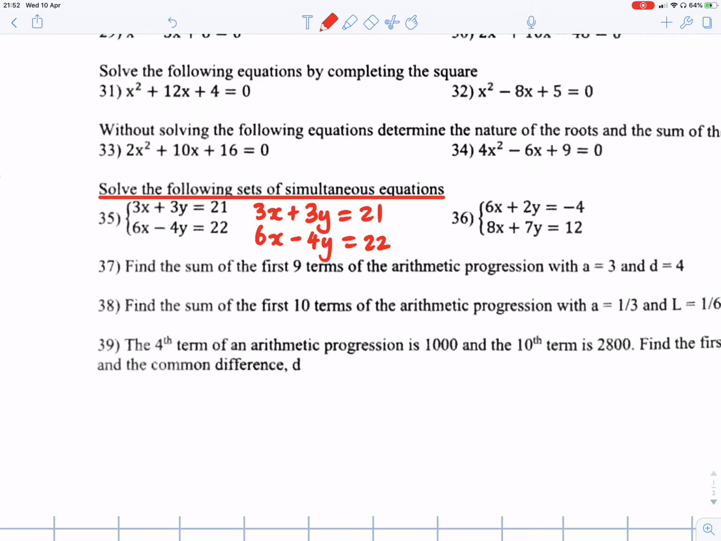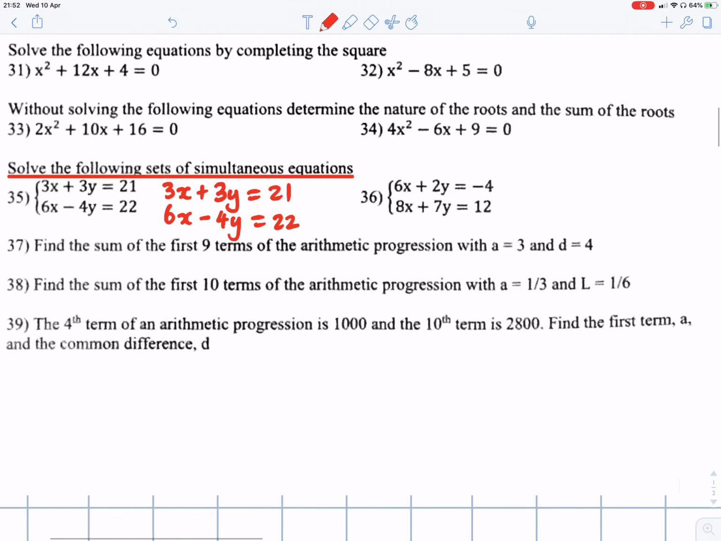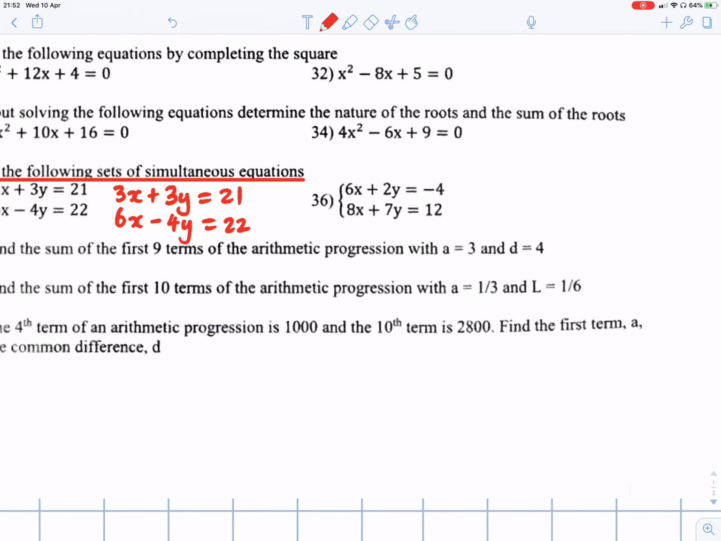So the first thing I'm going to do, let me just write both of them so that I don't have to come back here to do this again. The second set is 6x plus 2y is minus 4, and 8x plus 7y equals 12.